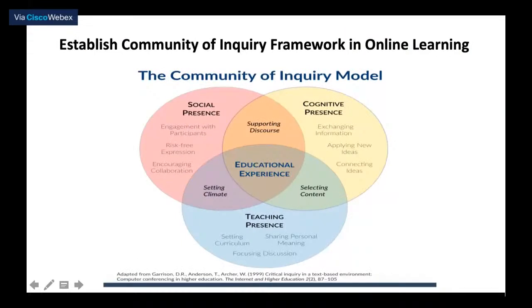All right, so I always use this, the community of inquiry model. Okay, if you would like to know more about COI, you can just go Google. But the most important thing in COI is when you are teaching online, you need to have social presence, cognitive presence, and teaching presence. At the moment, what we are doing is we focus on the teaching presence, okay?